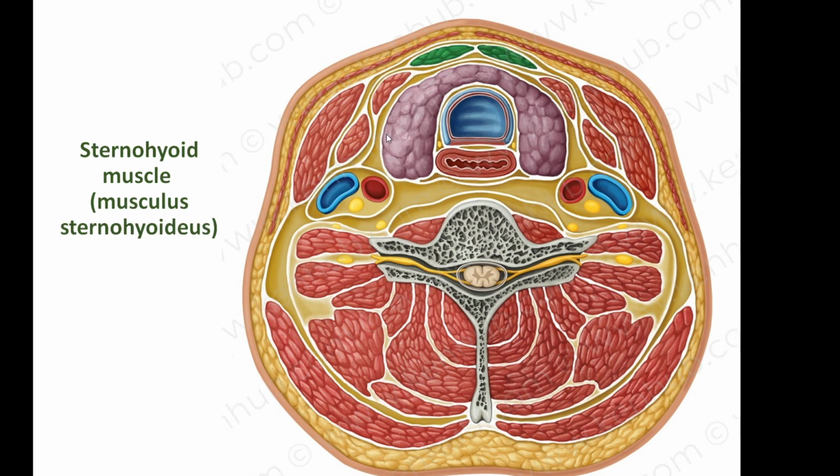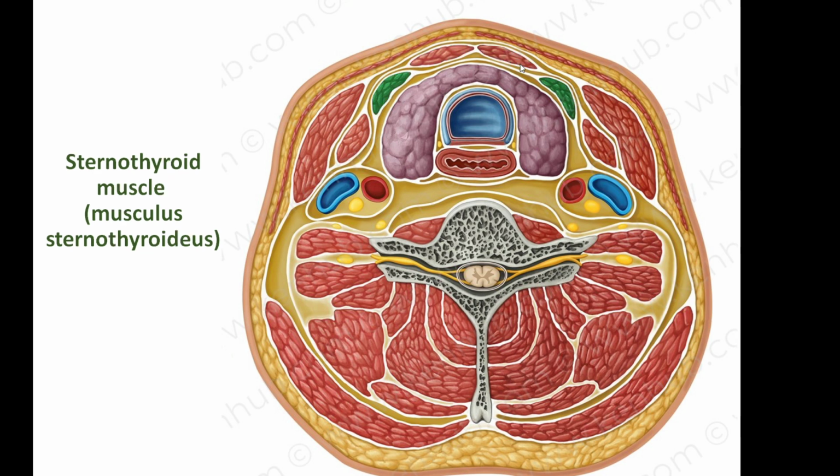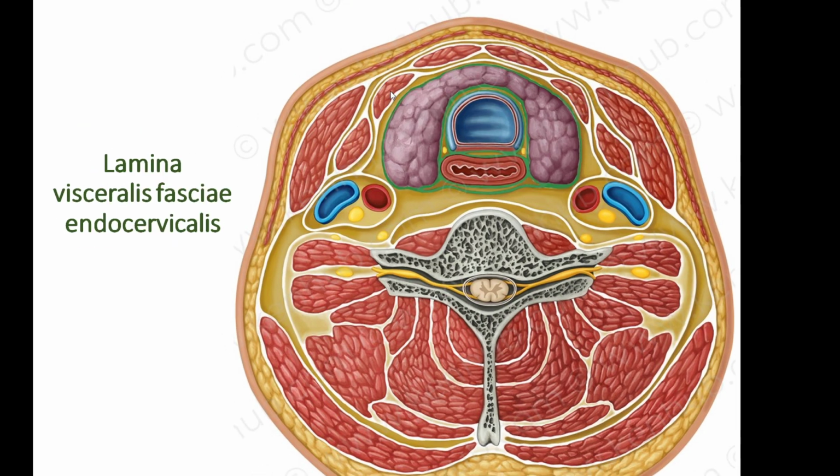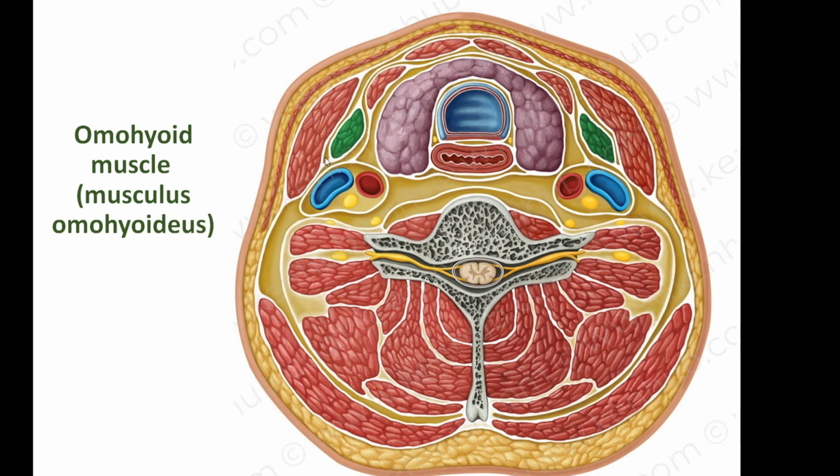Sternohyoid muscle. Sternothyroid muscle. Omohyoid muscle. All these muscles are covered by the sheath formed by the third fascia according to the Shevkunenko's classification. I mean the lamina profunda fasciae coli propria.